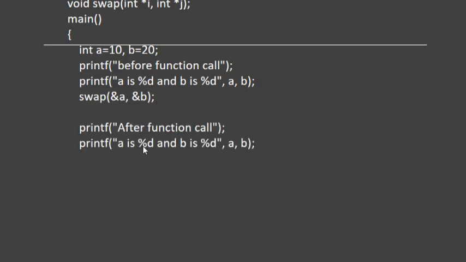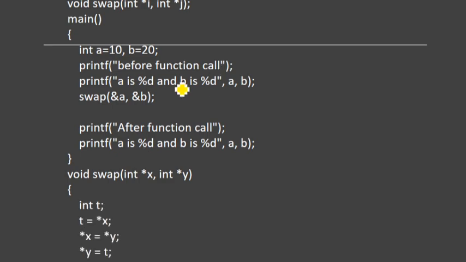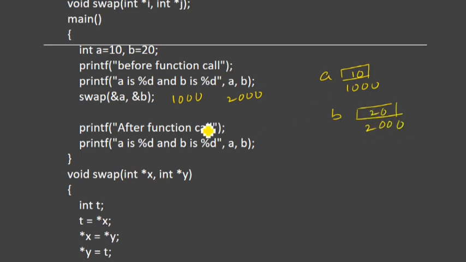So after the function call, I am passing the address of a and the address of b. For example, a is a variable which stores 10 inside, and the address of a is 1000. The address of b is 2000. So I am passing the values 1000 and 2000. After this function call, control goes to void swap. So here star is a variable.